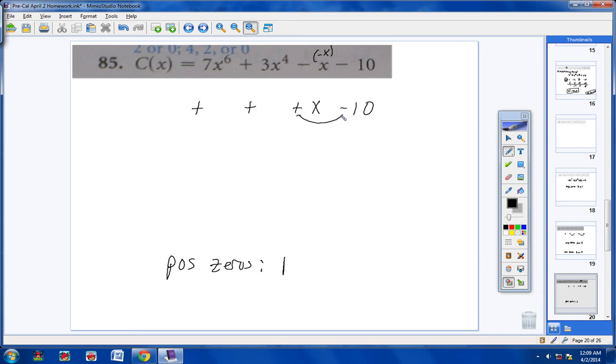So a positive to a negative is one sign change. So I know that for my negative zeros, I will have 1, and that's it. You can't subtract 2 from that. So I know there's 1 negative zero, okay? That's a big help. Let's move on to number 87.